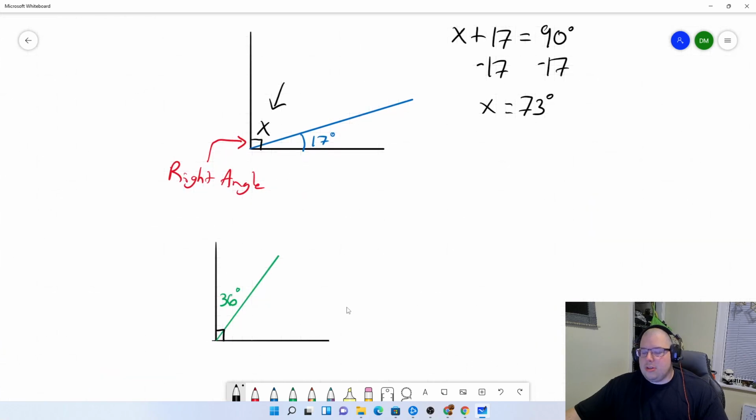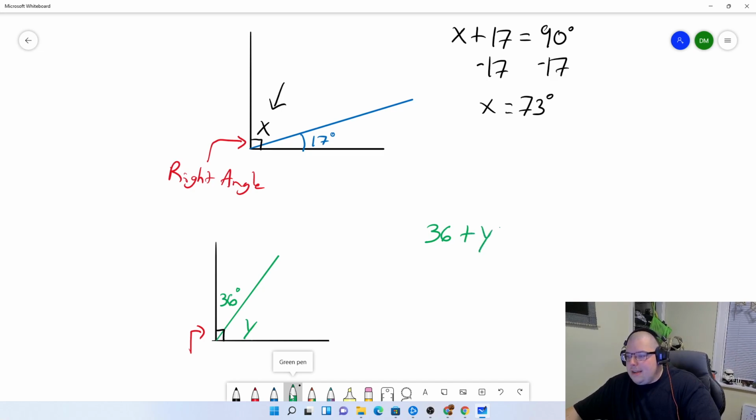So let's do another quick example of complementary angles. Again, we know it's complementary because it's got that square drawn in the corner of it. So I know that's a right angle. I know it's supposed to be a total of 90 degrees. So if I want to find this missing angle, which I didn't label, let's call it angle Y. 36 plus y should be equal to 90 degrees.